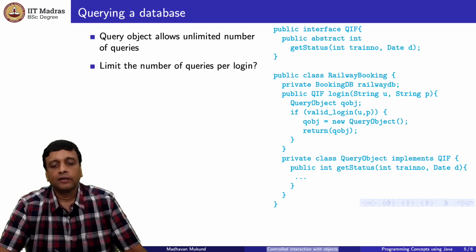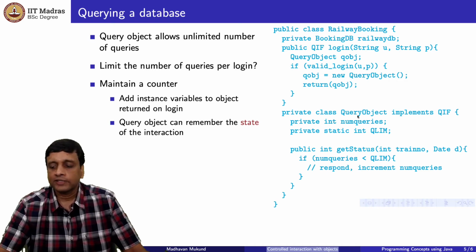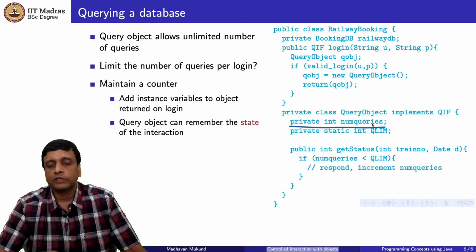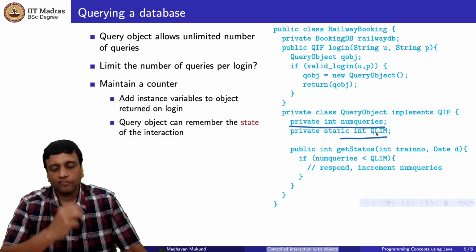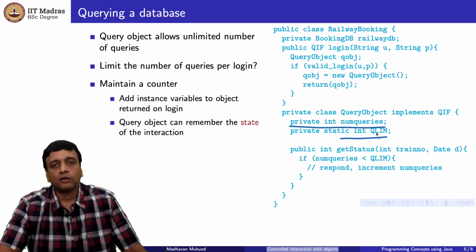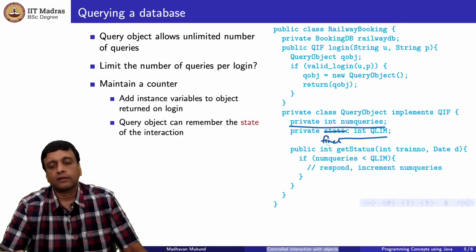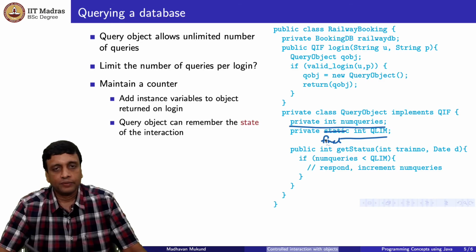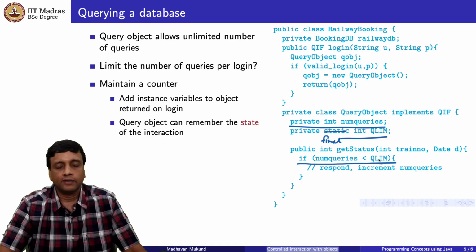So for example, if you want to limit the number of queries per login, you can maintain a counter. So inside this query object, you can maintain a counter which is called num queries, which will be set to 0 when the object is created. And you have internally a kind of constant. Maybe it should not be static but final, but it doesn't matter, right? So each object has a query limit which is defined, and now you take this query limit and you check whether the number of queries made so far exceeds this query limit or not.